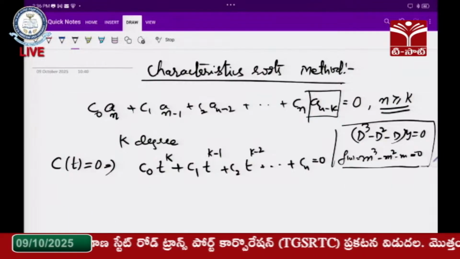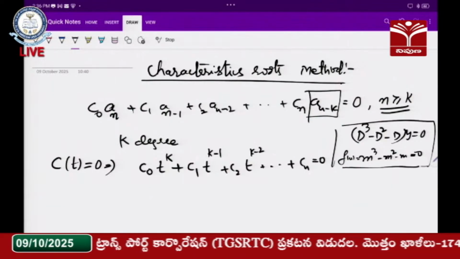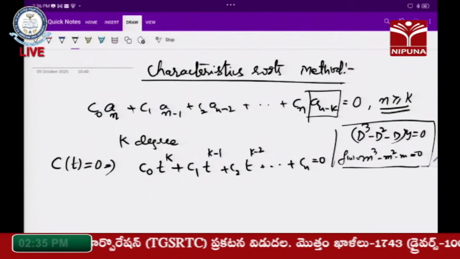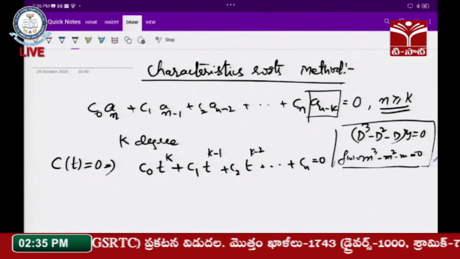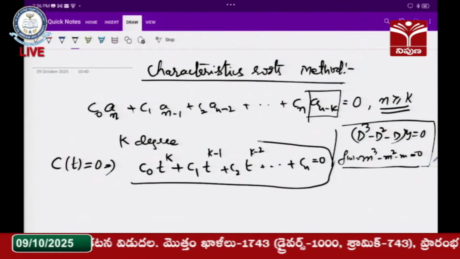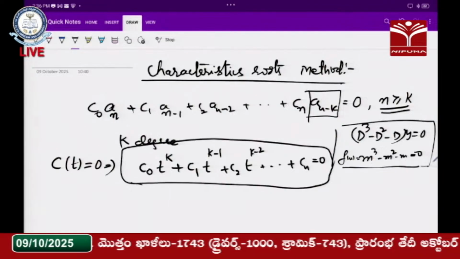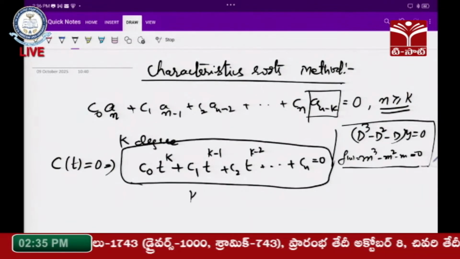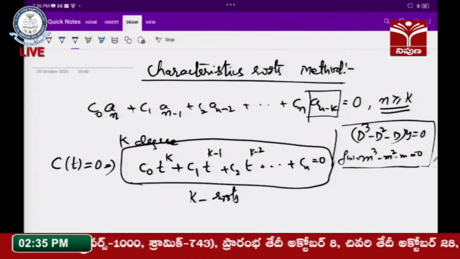Now, what is said? C naught, C1, C up to Cn are constants. So, it is a kth degree equation in t. So, it has k roots, isn't it, right?